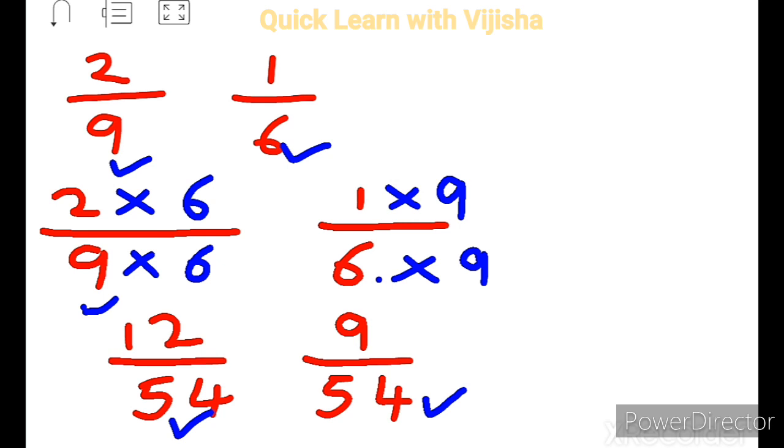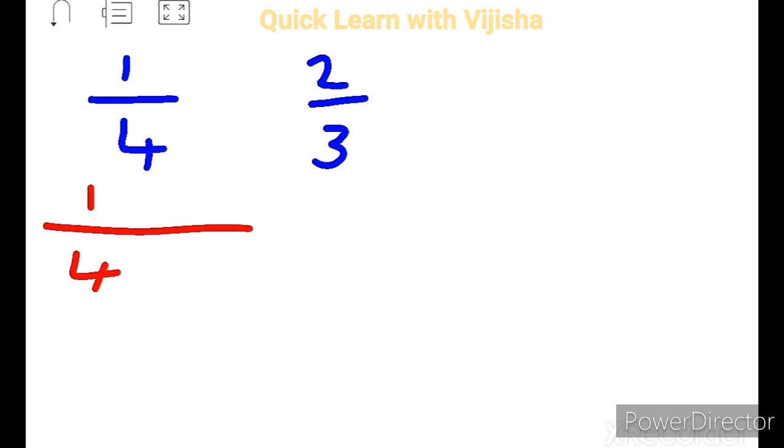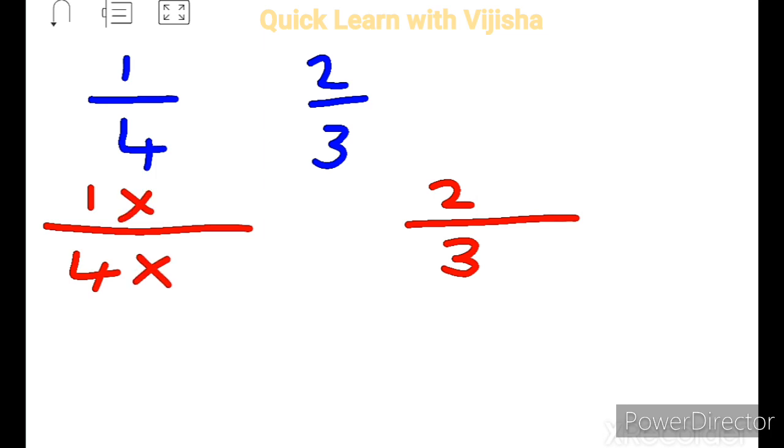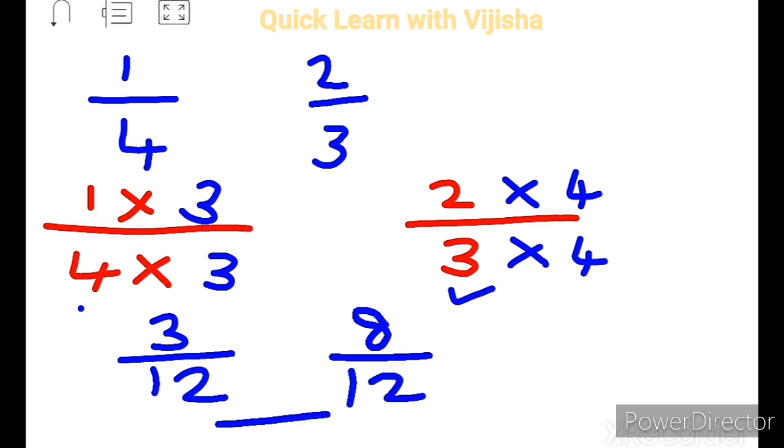We will see the fifth question. 1 upon 4 and 2 upon 3. Here also there is no resemblance of tables. So we will cross multiply. 1 upon 4 and 2 upon 3. We will multiply this side with this 3. Understanding, children? And this side with 4, this denominator. So 3 ones are 3 and 4 threes are 12. 2 fours are 8 and 3 fours are 12. So these are your like fractions.